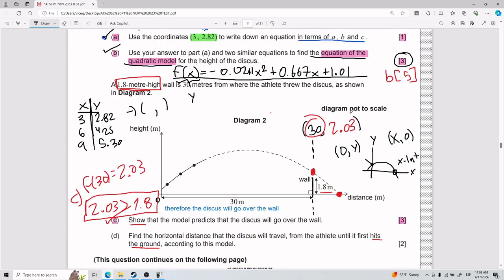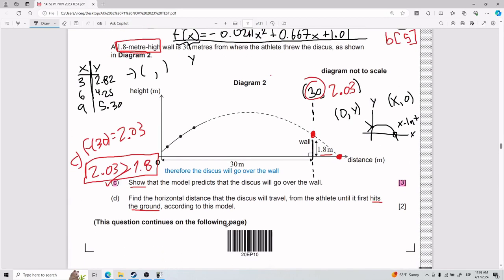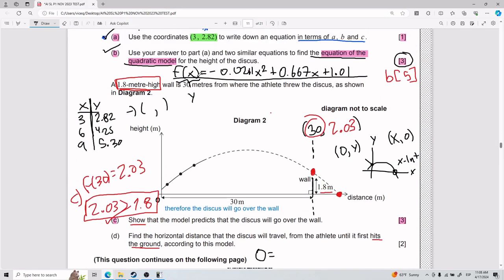All right. So on the one hand, what you can do is that you take your equation and you equal it to 0. So you're gonna have 0 equals, because your y is 0, right?